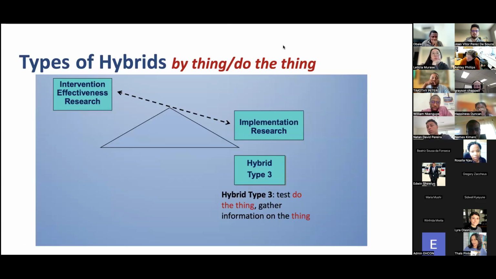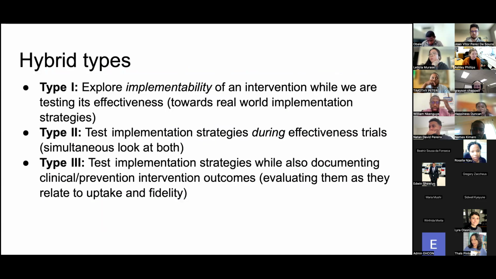But mainly in type 3 designs, the focus has shifted. We are trying to look at the best way to adapt a strategy and the best way to implement a strategy. And this is going to be our hybrid type 3 design, where we are really trying to find the best strategy to promote the adoption and integration of an evidence-based practice.